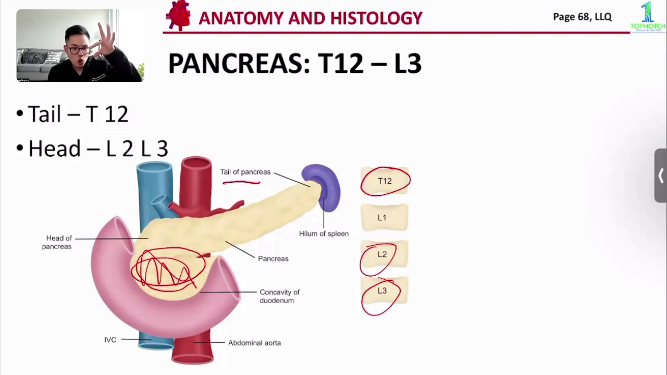And then you have a very short neck that overlies your superior mesenteric vessels. You also have the body. The body, on the other hand, is towards the left of your SMA and SMV, and then the tail area touches the hilum of the spleen. An important thing to remember here is that the tail of your pancreas is found within one of the ligaments. It's called your lienorenal or splenorenal ligament within your abdomen.